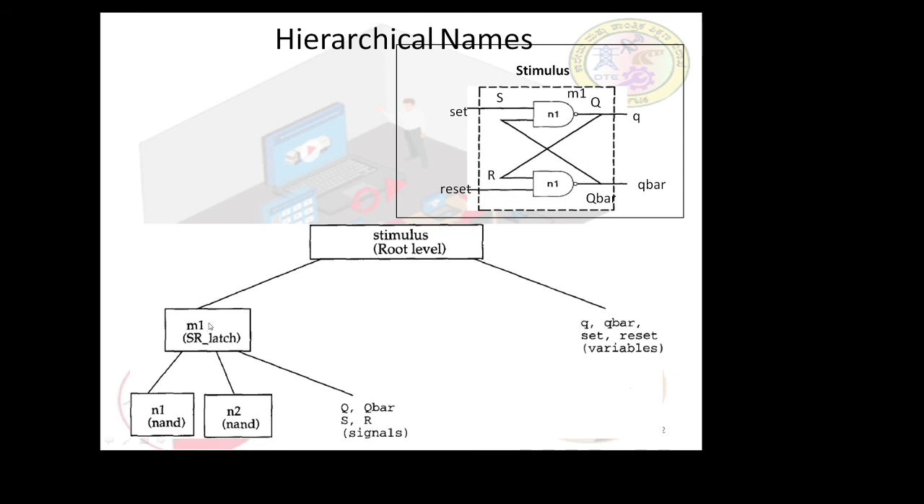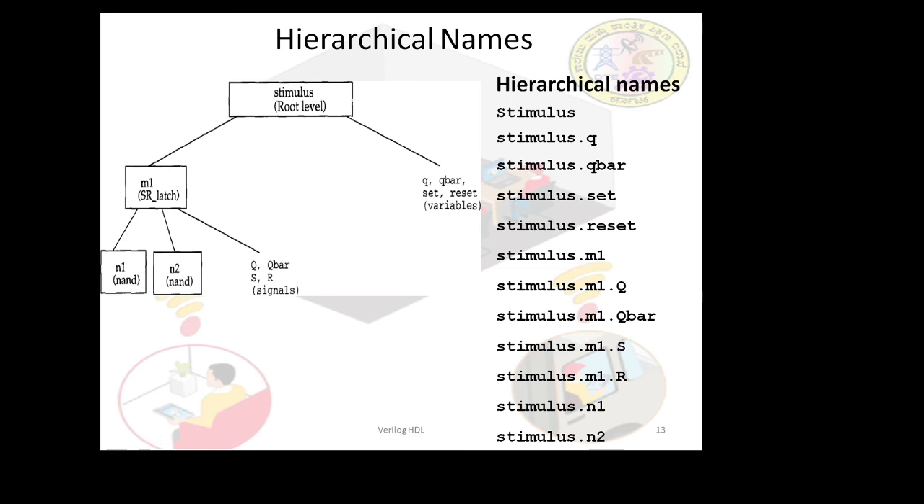This stimulus is instantiating the SR latch, with M1 as the label given for the SR latch, and the SR latch instantiates the two NAND gates, N1 and N2. The outputs and inputs for this SR latch with the label M1 are Q, Q bar, S and R. These are the signals, the identifiers for the SR latch. Now we'll write the hierarchical names for this.